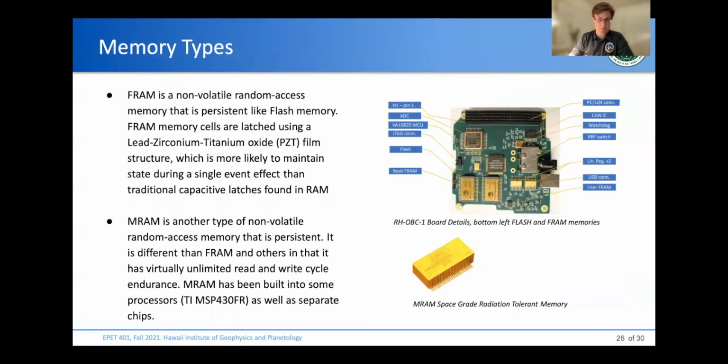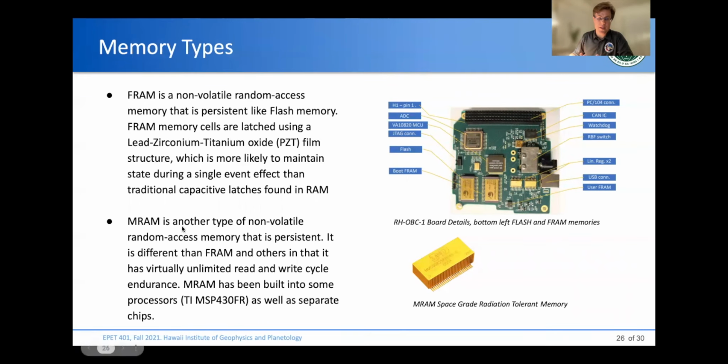So let's talk about how we mitigate some of these effects. For memories, we can use FRAM, which is a non-volatile memory. And this can be very useful, especially for storing the boot process or the boot software for the computer. So in this case, we have this example here. The FRAM is implemented in this chip. So we know that every time the computer boots, it will not alter its boot sequence because it's stored in FRAM.